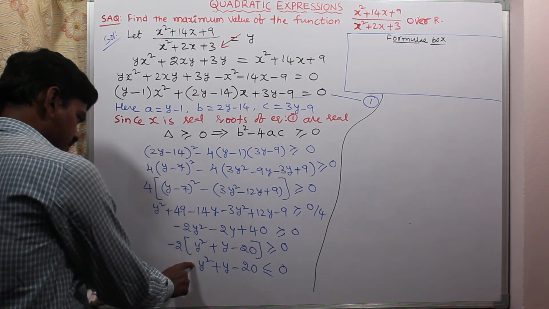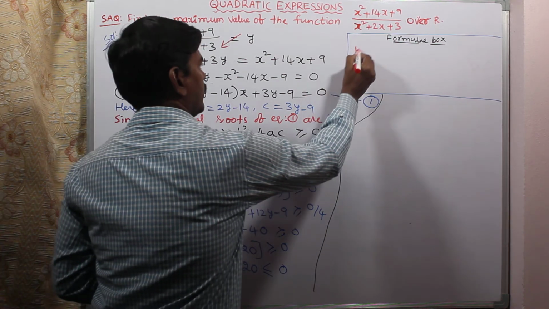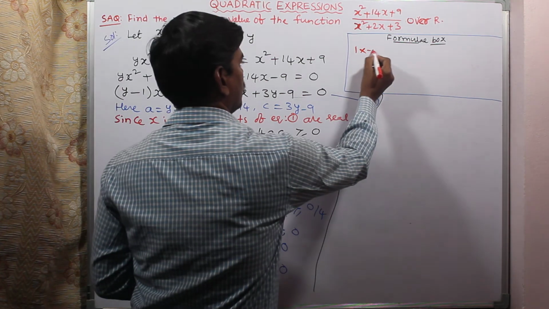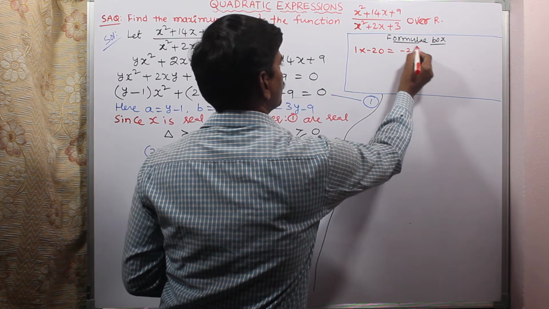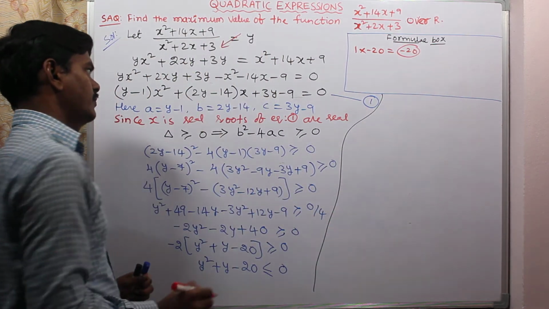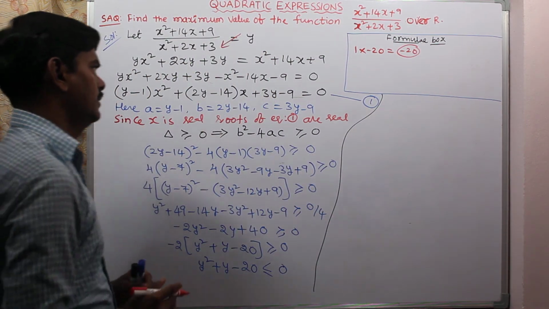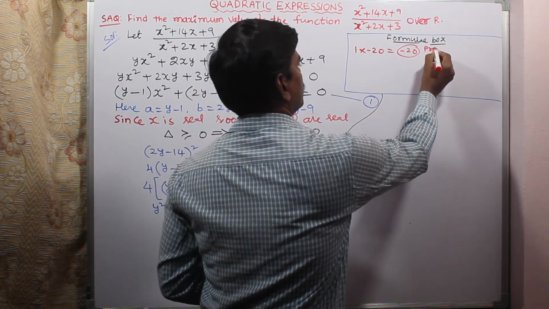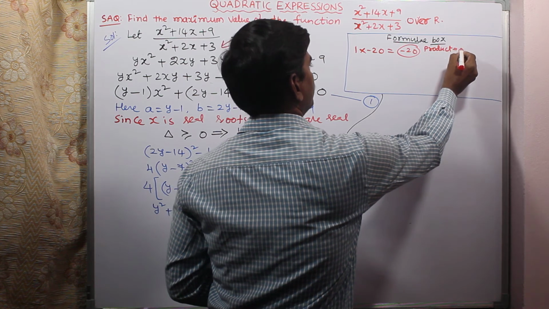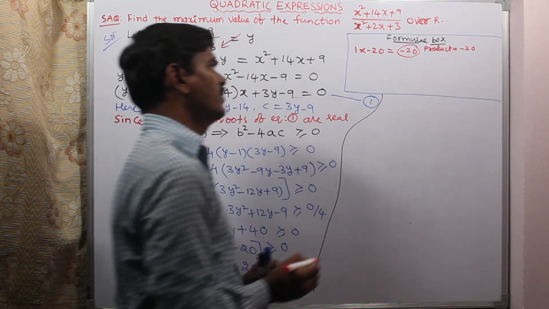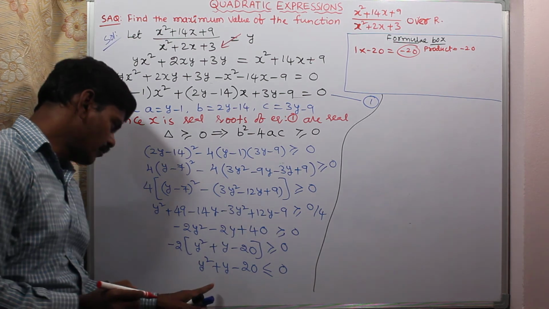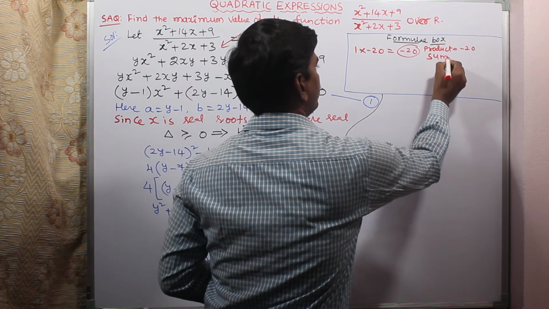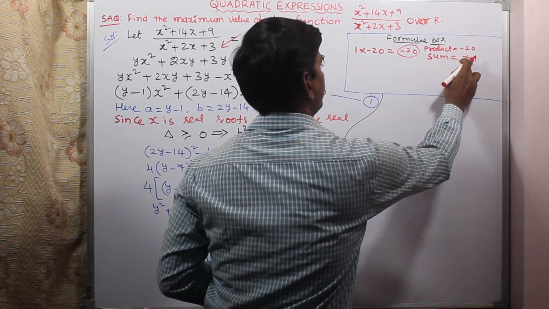the coefficient of y square is 1 into the constant, minus 20. 1 into minus 20, minus 20. Now after having this product, we have to think about the combination. Product must be minus 20. Product of any two numbers must be minus 20. And sum must be the coefficient of y, 1. Sum must be plus 1.